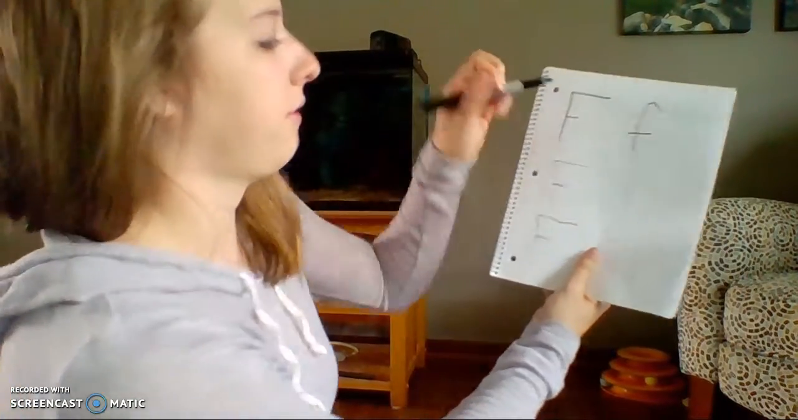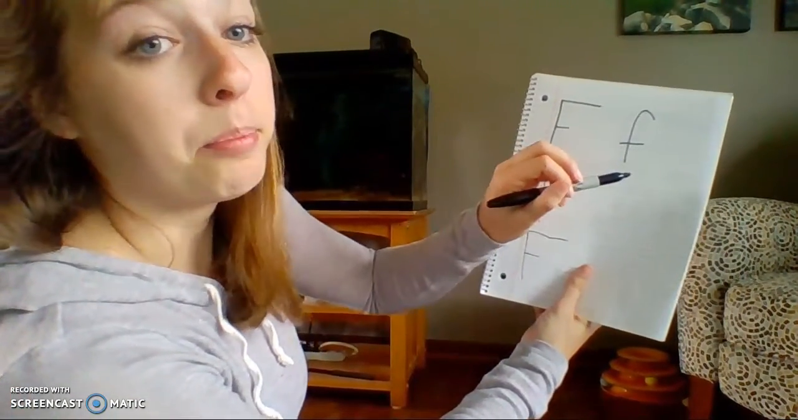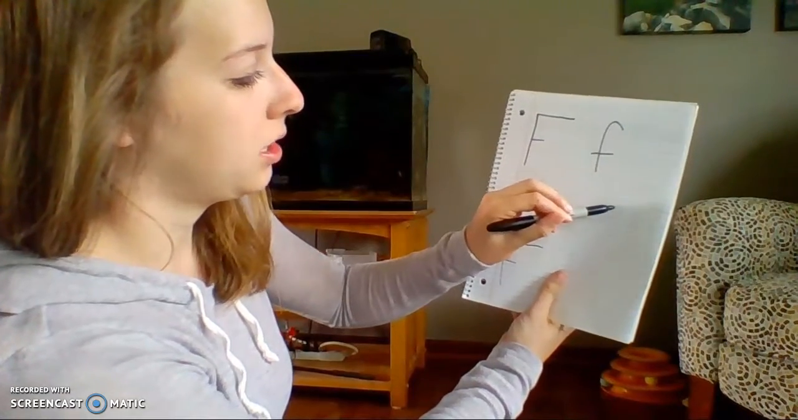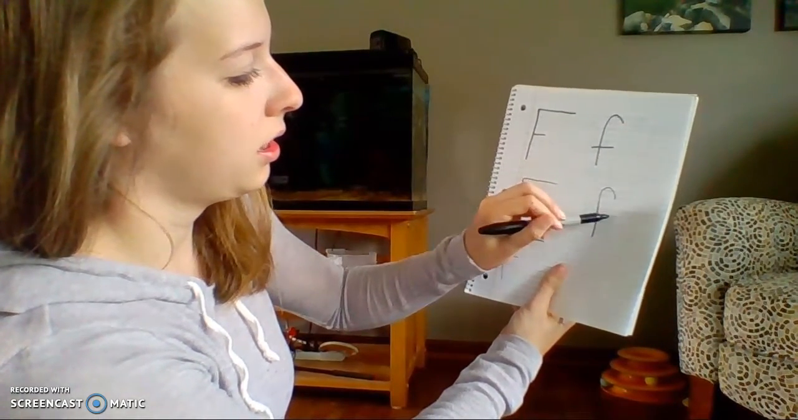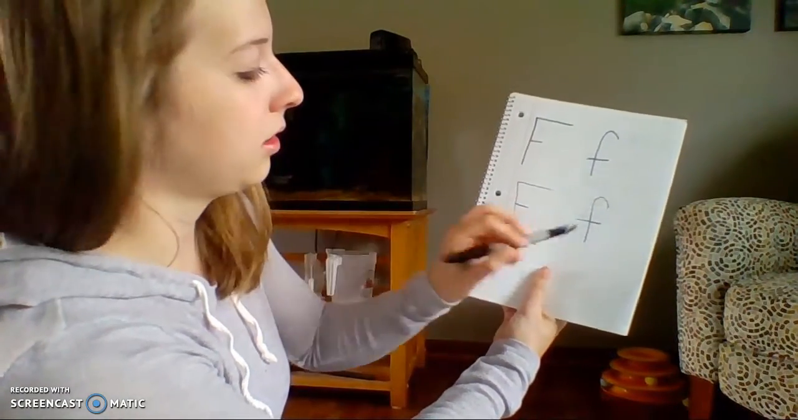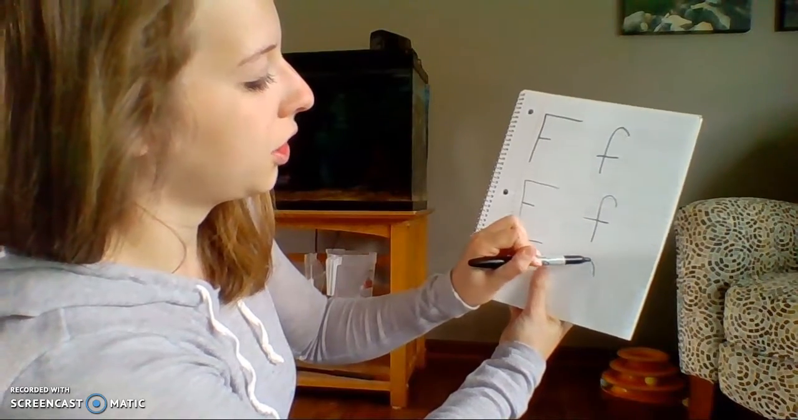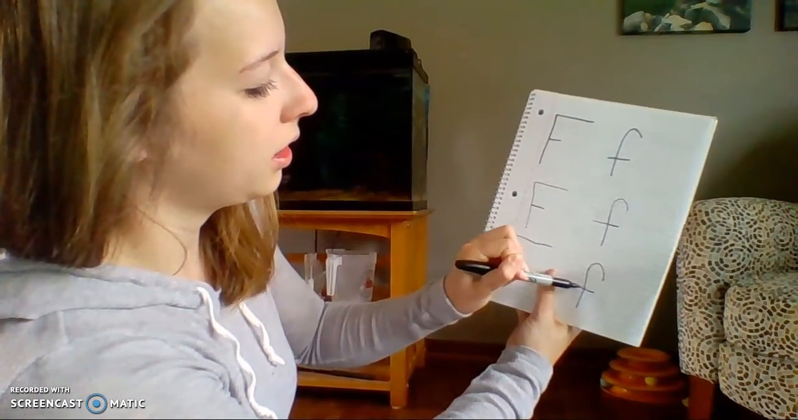Let's do a lowercase f. This is going to have a big line with a curve at the top. So curve your big line, little line crosses in the middle. Curve your big line, little line crosses in the middle.